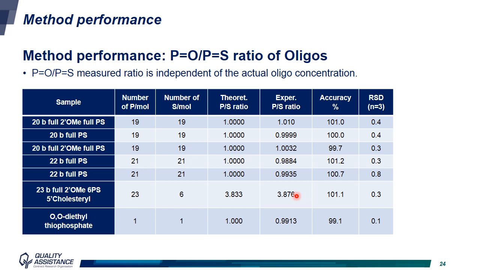Here are now the results of the PO-PS ratio for the same samples. Most of them are full PS, so the ratio is 1. Only this one has 6 sulfur, meaning that the ratio is 3.8. The experimental results are reported here, also for the DTP sample, and you can easily see that the accuracy is really very close to 100%, with very good RSDs showing once again that the method has a very good precision.